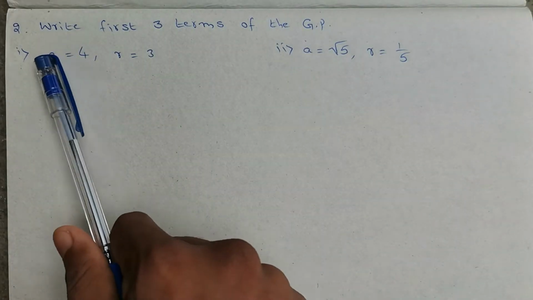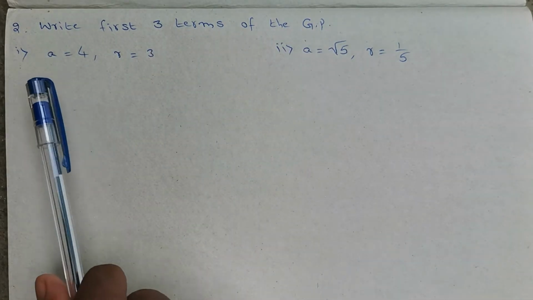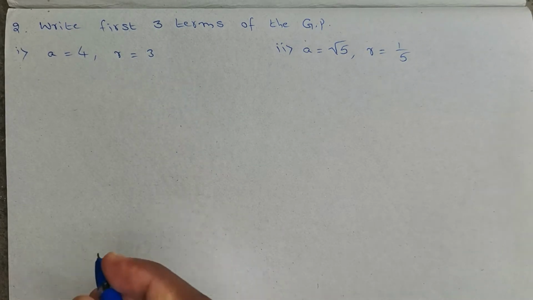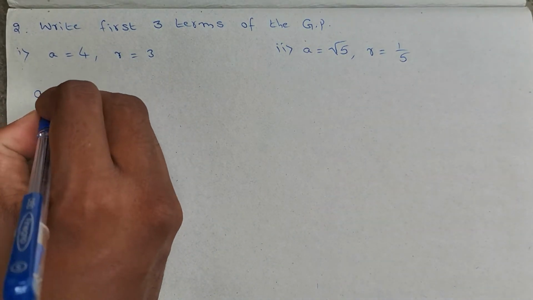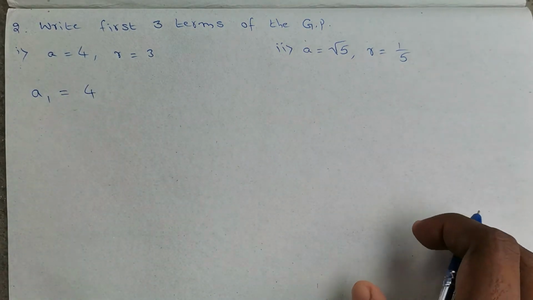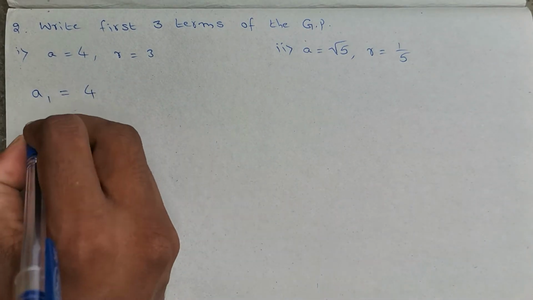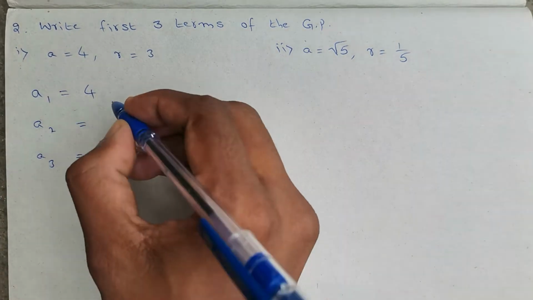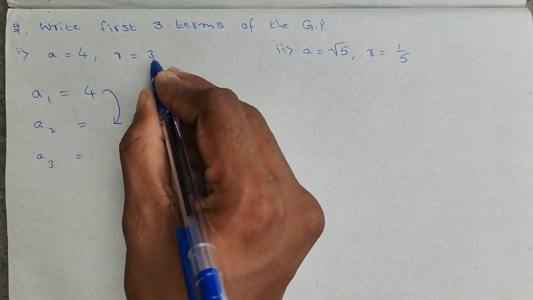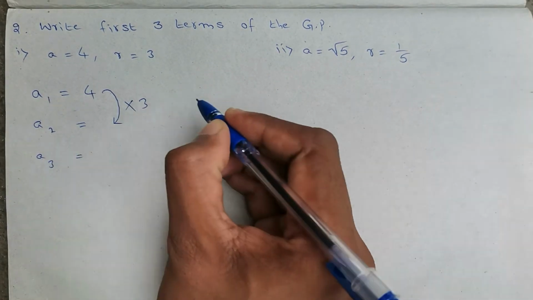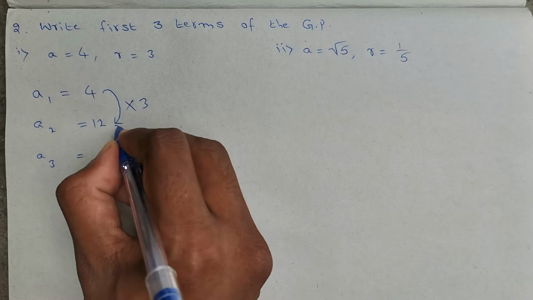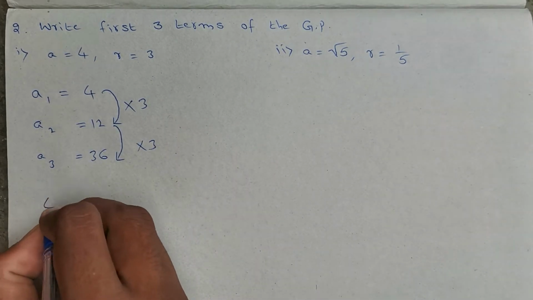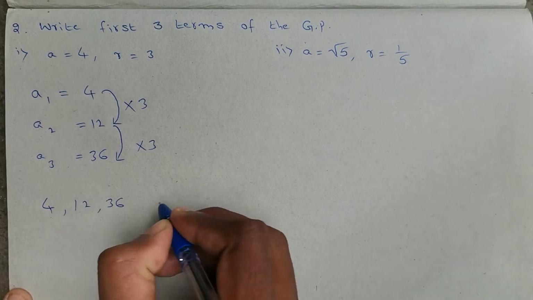Next, the second bit is write the first three terms of the GP. In that, A, the first term, is given as 4 and R, the common ratio, is given as 3. So it's very simple. A is nothing but A1. So A1 is equal to 4. Now we need to find out the first three terms. So A1, A2, A3. Keep on multiplying by the ratio. 4 multiplied by 3, 4 3s are 12. Again 12 multiplied by 3, 12 3s are 36. So the first three terms are 4, 12, 36.